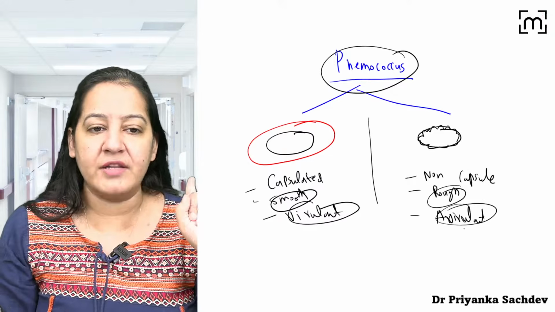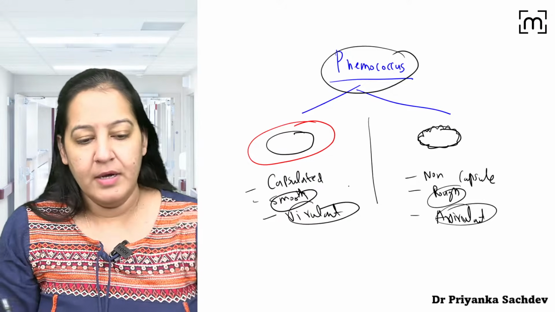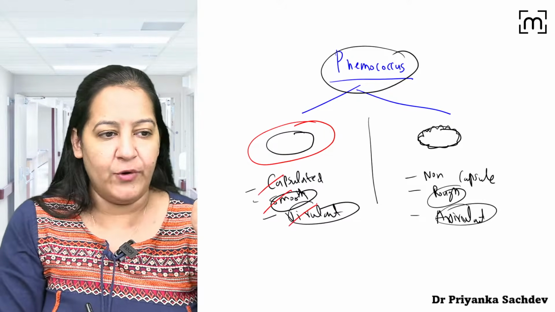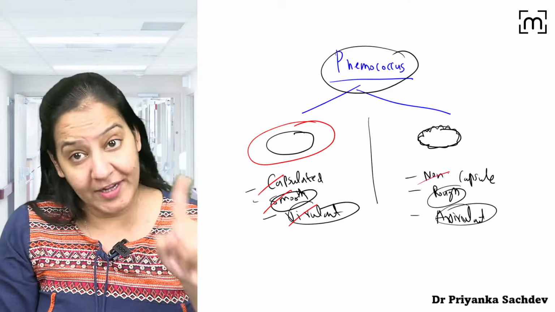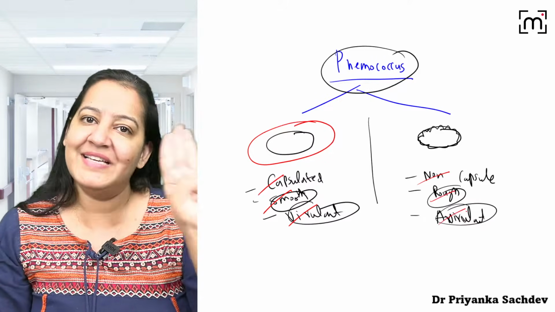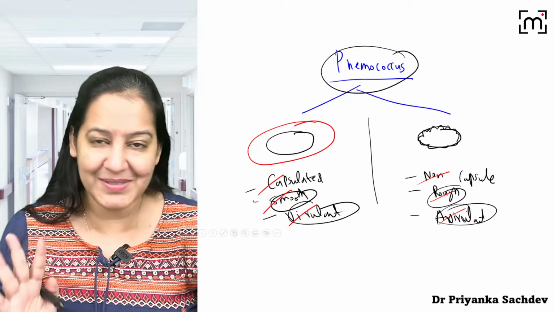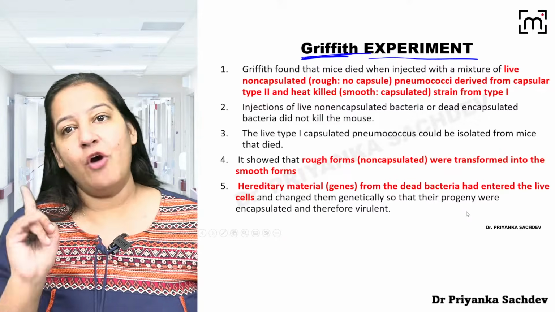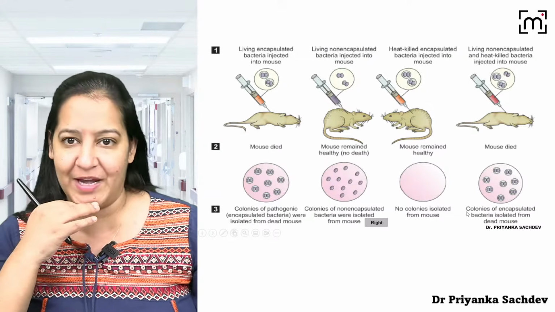The virulent ones are the capsulated ones or the smooth ones. So capsulated, smooth and virulent, these three things are the same. Non-capsulated, rough and avirulent, these three things are the same. I guess you got it. Okay. Now we will do an experiment.